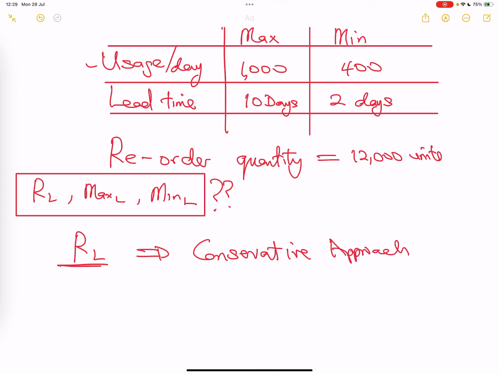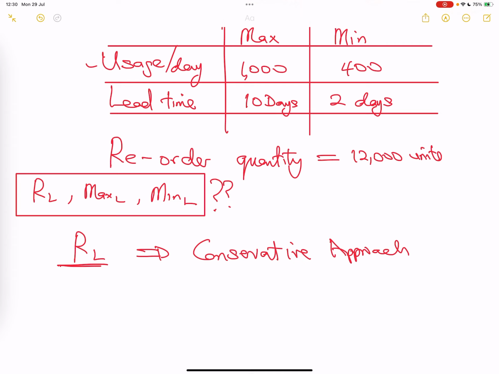So because it's conservative, what this is asking is, how long is the longest possible lead time for us? In this question, the longest lead time is 10 days. 10 solid days, which means that is the worst case scenario. Anytime we need to order inventory, the longest it can take will be 10 days.